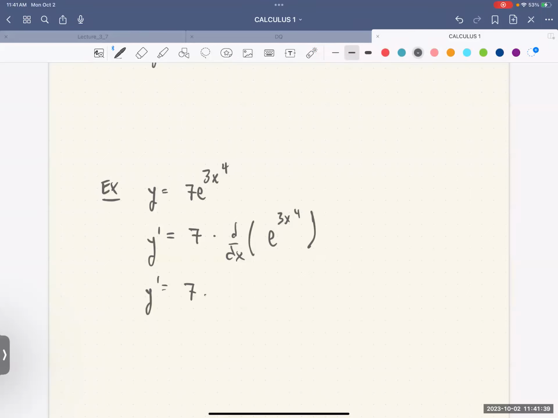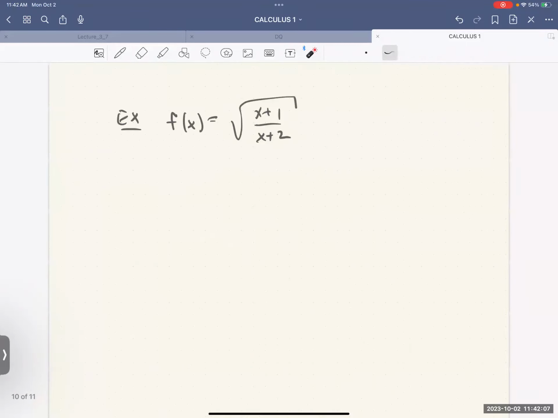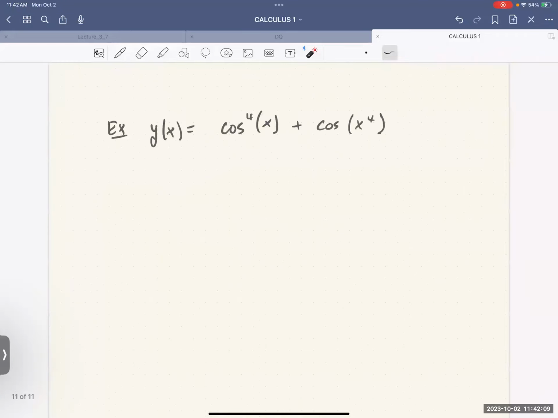So how does that differentiate? e to something differentiates to itself. e to the 3x to the 4, that's the derivative of the outer function times the derivative of the inner function. That's using the chain rule. So this is 7 times e to the 3x to the 4 times 12x cubed. There you go. You can multiply now the 7 and the 12 and combine those, but I'm just going to leave it like this. Now we got 2 more.